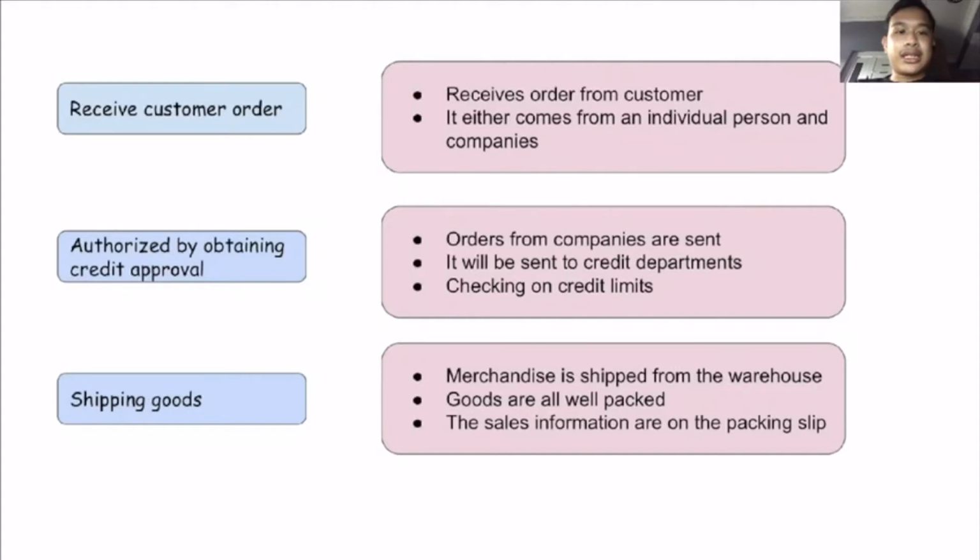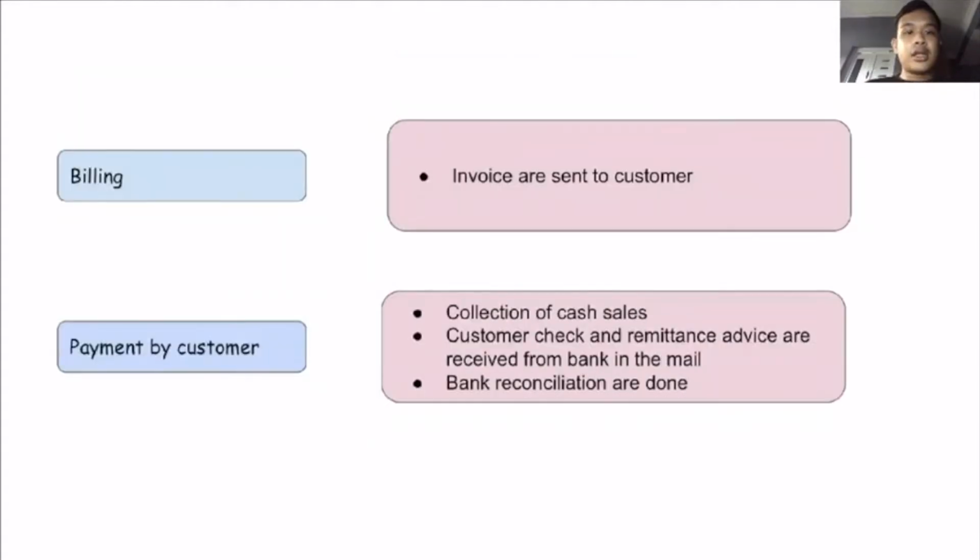For the third one, shipping goods. Merchandise is shipped from the warehouse. Goods are well packed, and the sales information is on the packing slip. For the fourth one is billing. Invoices are sent to the customer, and the last one is payment by customer. Collection of cash sale. Customer check and remittance advice are received from bank in the mail. Bank reconciliation is done. There are five processes in the revenue cycle.